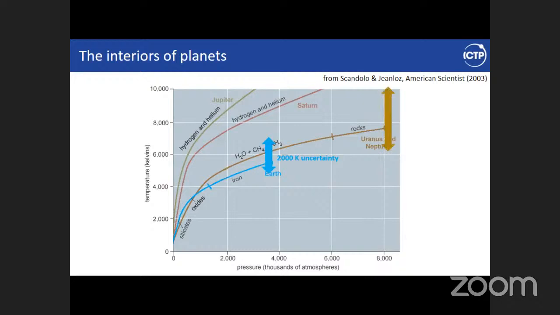Not to mention, of course, the temperature of the other planets. The uncertainty is even bigger. We know the pressure reasonably well, but we know nothing about the temperature inside these planets.